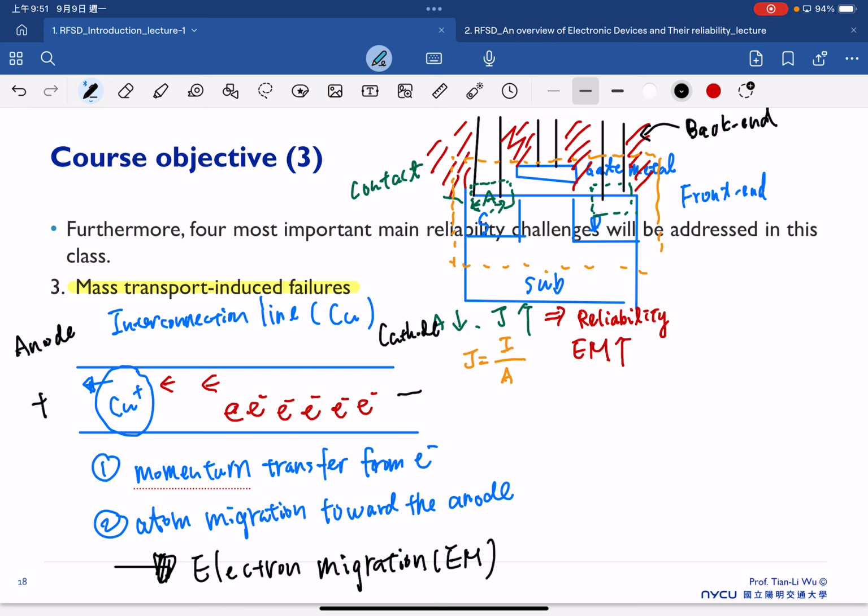So this slide briefly explains what happens with mass transport induced voids. Why do we call it mass transport? Because this movement of atoms, copper in this case, we consider as mass transport. In the end, this will create a void here, like an open or short region.